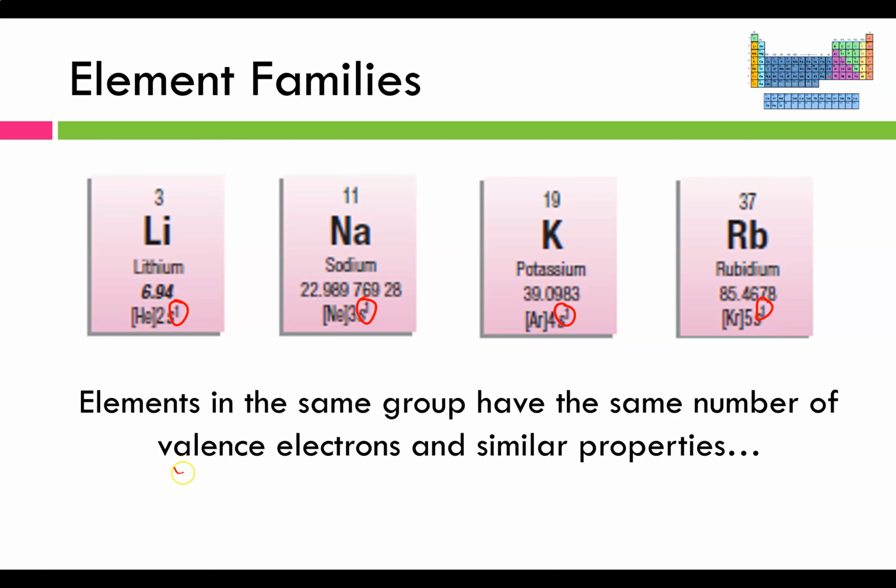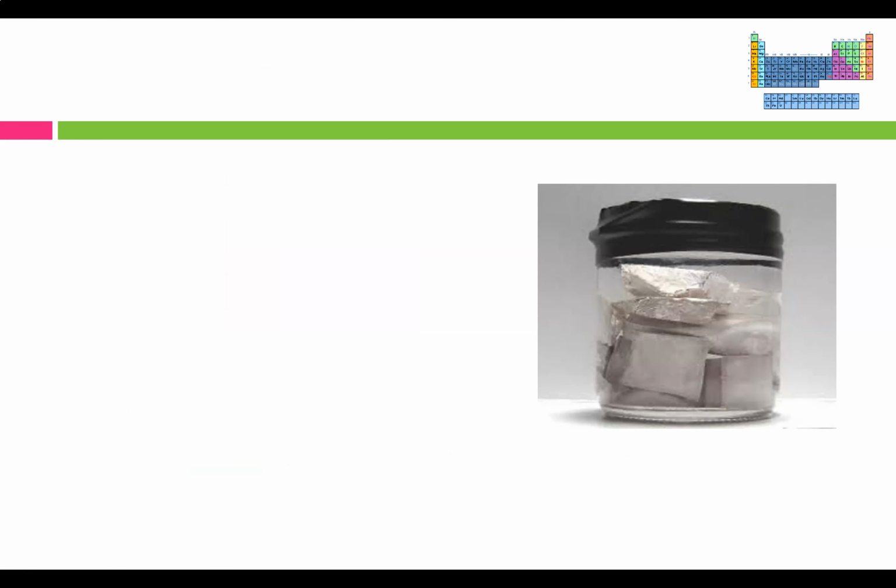And it turns out that if you've got the same number of valence electrons, you're going to have pretty similar properties. So while the properties of these four elements won't be identical, they will be very, very similar. And this holds true for all the elements, all the families of elements, all the groups of elements in the periodic table. If you've got the same number of valence electrons, you can expect to see very similar chemical and physical properties. All right. So let's talk a little bit more about those group 1 metals.